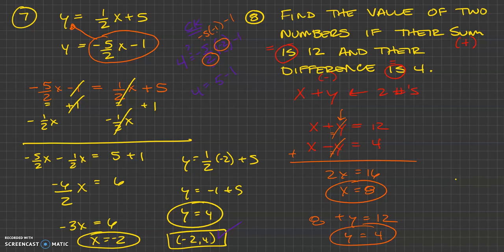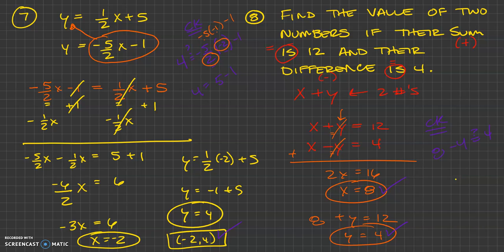So the answer to this question, what two numbers? 8 and 4. When I add 8 and 4, I get 12, and when I subtract them, I get a positive 4. We can go ahead and check our work here just to make sure. We can check it algebraically. We could also check this graphically. Let's just use that second equation. That's going to be 8 minus 4. Does that equal 4? Yes, it does. So I feel very good about both of these solutions.